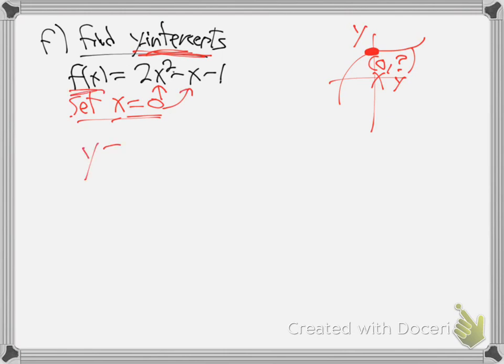And f, that's y, will equal 2 times 0 squared minus 0 minus 1. Y will equal negative 1. That's the y-intercept. So there is the quiz.